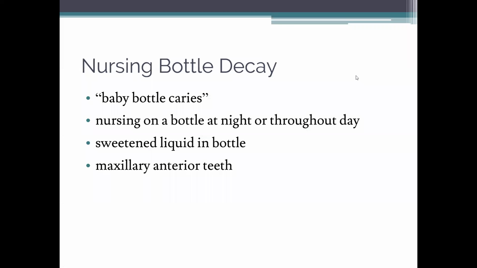Nursing bottle caries, baby bottle caries, nursing bottle decay, however you like to call it. This occurs when you have an infant using a bottle at night to go to sleep, and the parents have placed some sort of liquid in the bottle, and the liquid is sweet. Could be milk, could be sweet tea.